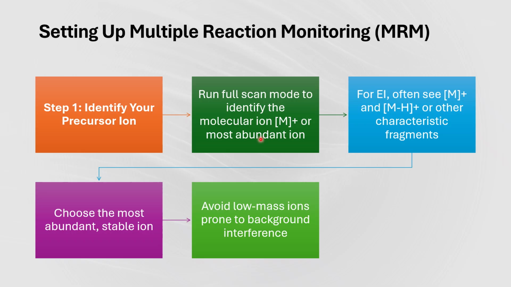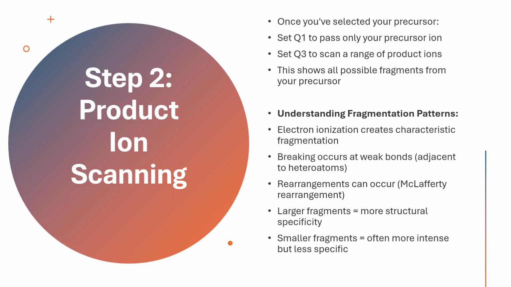After you do your full scan, you go to product ion scanning. Now in Q1, you allow only your precursor ion to pass, and you set Q3 to scan mode, and you scan all the product ions. This will show all possible fragments from your precursor.